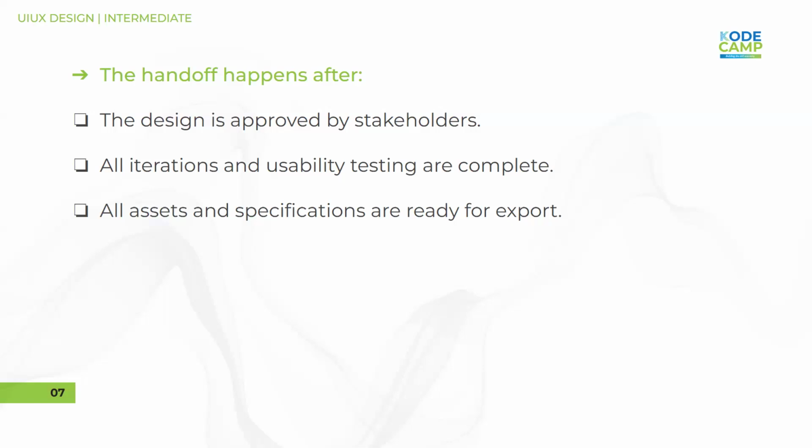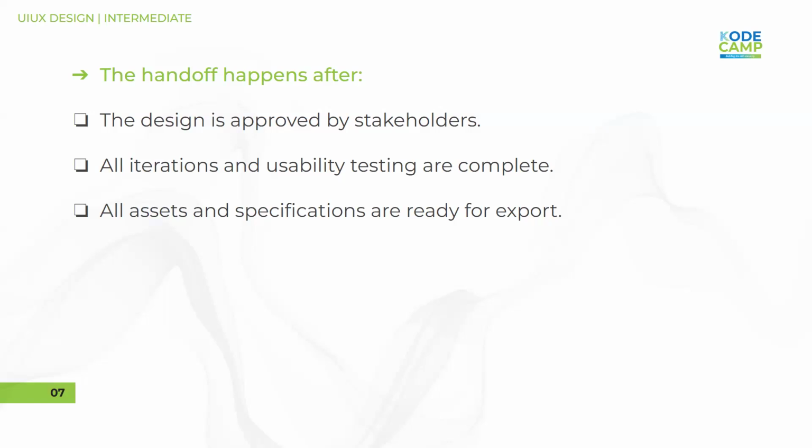So all assets and specifications are ready for export. That means you need to have your icons, your images, your fonts, the style guides, everything dev needs, neatly packaged and documented. Basically, you are not just throwing them a half-baked cake mix. You are giving them all the pre-measured ingredients and the recipe. So wait until you have these three boxes checked. This way you are not just making developers happy, you are saving your own future from endless hoops and redo headaches.